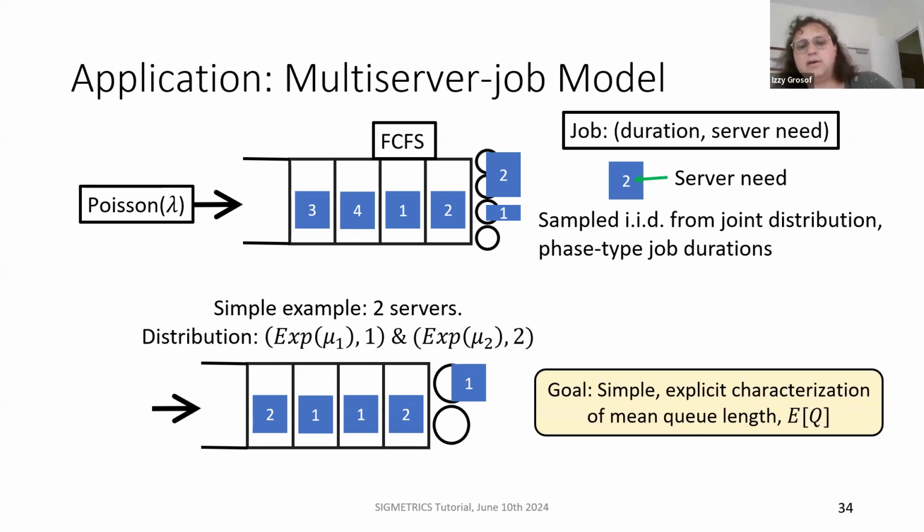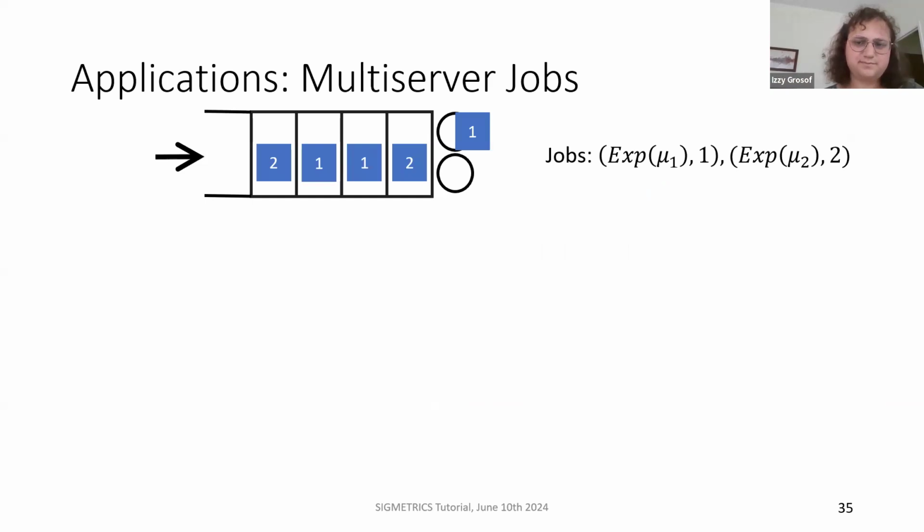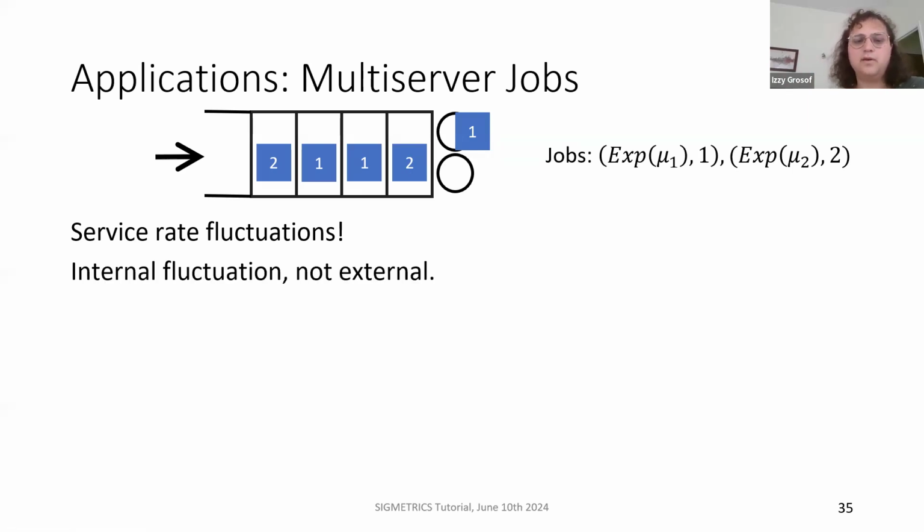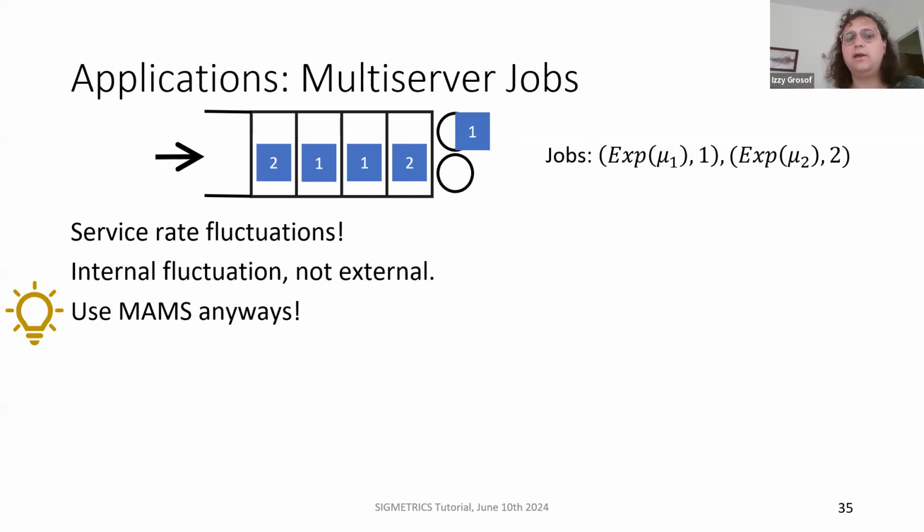And again, our goal is to characterize mean queue length. So the thing to note here is we have service rate fluctuations, right? At this moment in time, only one server is active, so jobs are only completing at rate mu1. But they could both be active, with two server jobs or two one server jobs. Now notice, this is different than the service rate fluctuations we saw in the previous fluctuating load example. This is an internal cause of service rate fluctuations, not some external cause like an outage. But our key idea for looking at the system is we can use Markovian arrivals and Markovian service anyway.